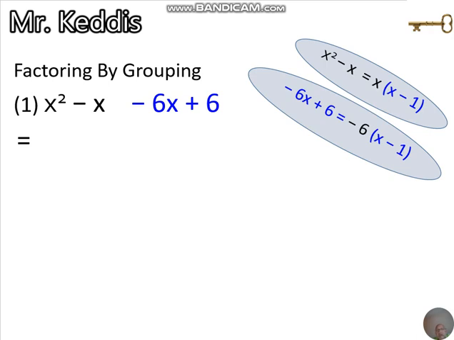To factor x squared minus x, you factor to x times x minus 1. To factor negative 6x plus 6, you factor to negative 6 times x minus 1, because when you multiply negative 6 times x, I get the first term, negative 6x. When you multiply negative 6 times 1, you get positive 6.